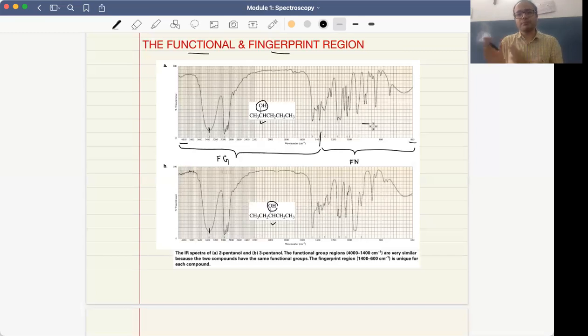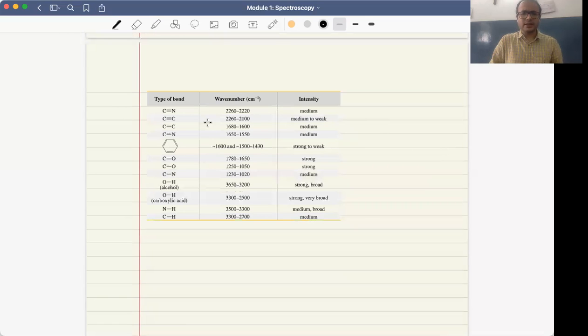So usually it's very difficult to determine the functional group regions. That is why they stick to the fingerprint region, to determine the exact molecular framework or the various frequencies that are associated with their particular compound. So here, this is a particular table.